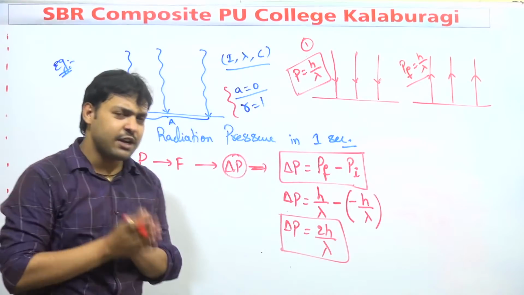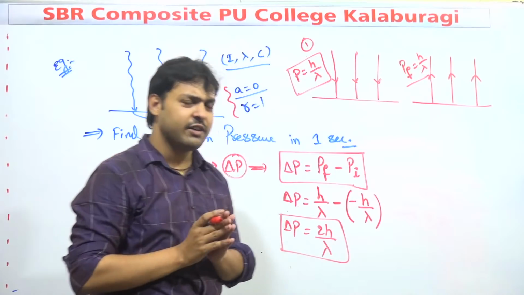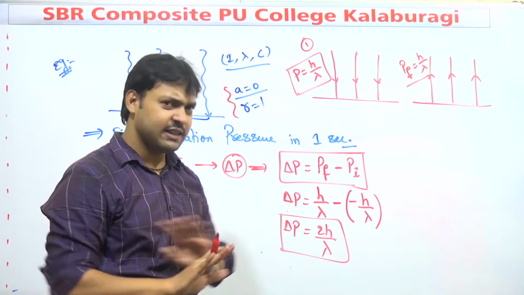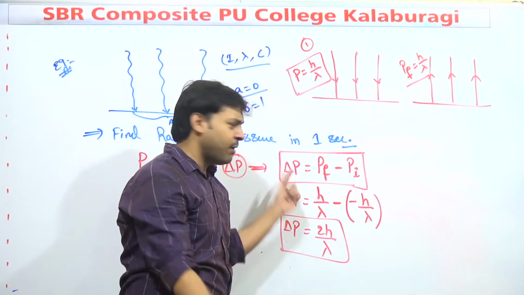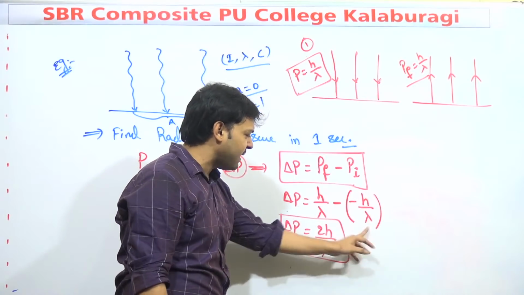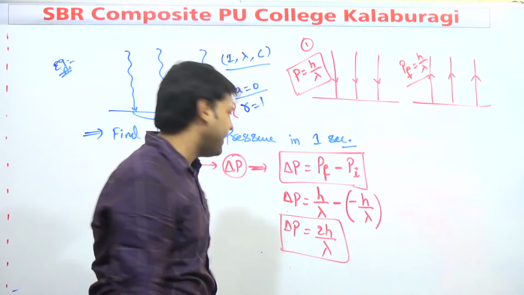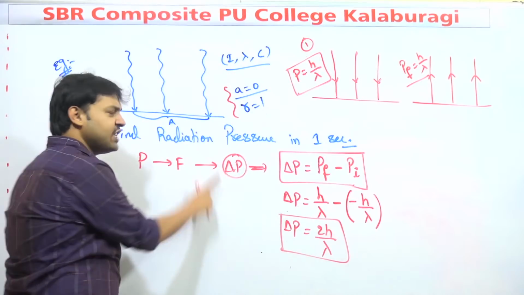Step by step, try to understand. Very important for the competitive exams. I do only one question. Remaining things you can try if you understand the first question. Okay. So what is calculated? Change in the momentum: h by lambda minus of minus h by lambda. How much is that? 2h by lambda. Now we got change in the momentum.